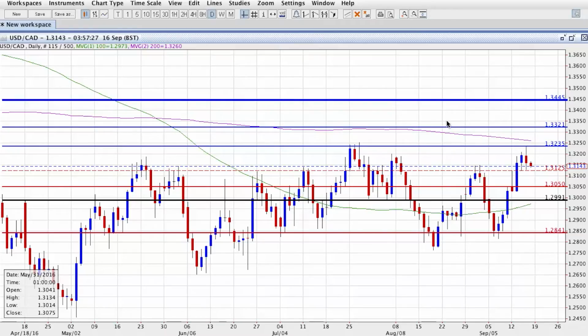Today I'll be looking at the US dollar against the Canadian dollar. I'll be having a quick recap on this currency pair since we last looked at it, and I'll also be trying to identify the key technical levels going forward.